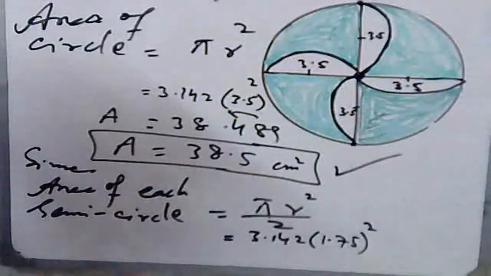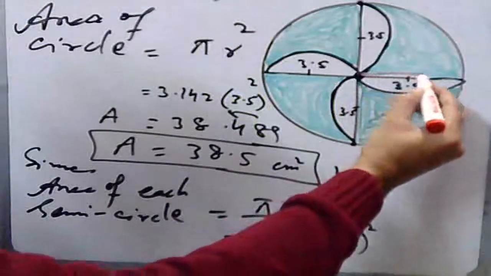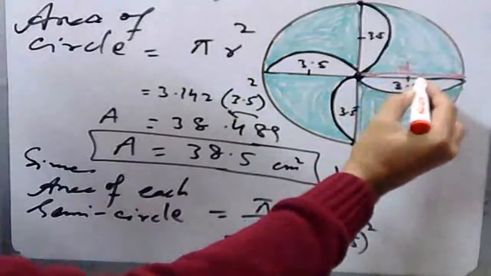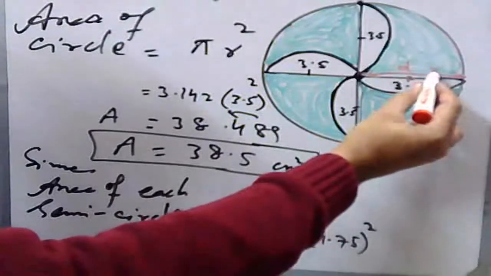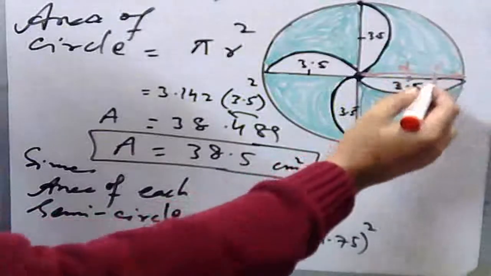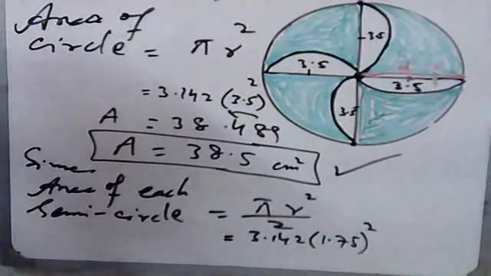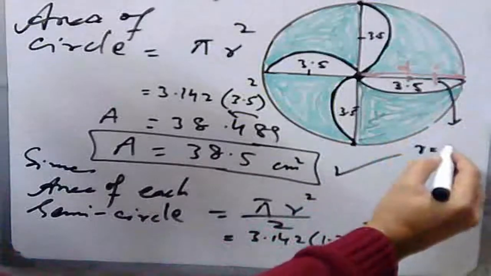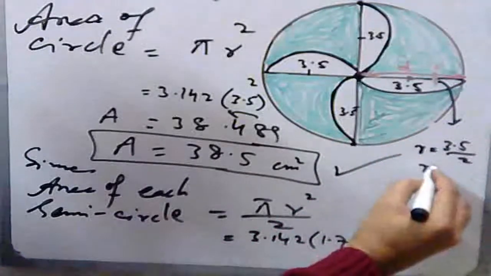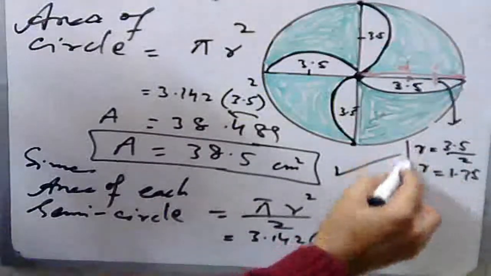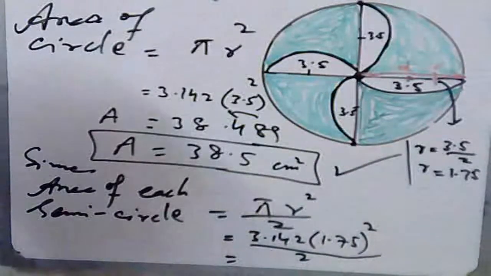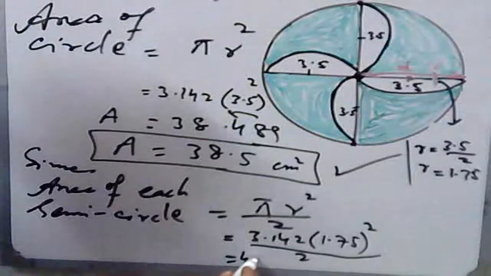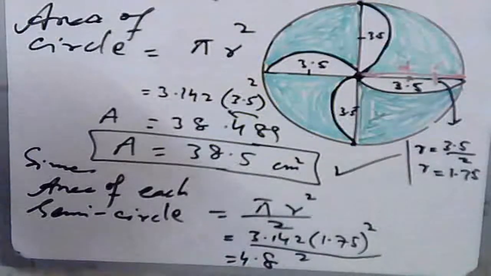Here you can see in your figure, that is your diameter 3.5, that is your d, but you need the radius r, you need only this one. So here the radius is 3.5 divided by 2, so the radius is 1.75. So that's why we can use this divided by 2. So your result is, after simplification, 4.8 centimeter square.